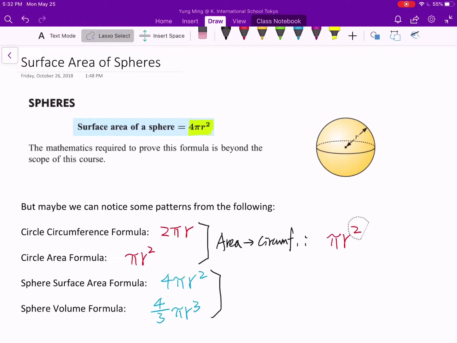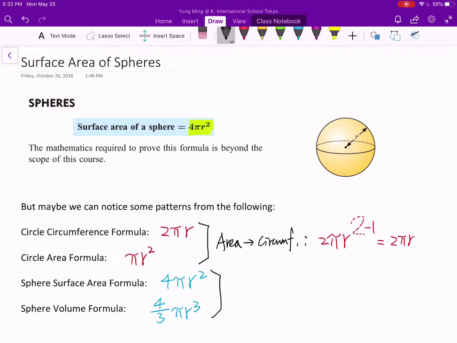What you do is you bring the 2 down here. And the 2 that you have over here originally doesn't disappear. It gets subtracted by 1. So what you get in this case is 2 pi r to the power of 2 minus 1. 2 minus 1 is just 1, so this is 2 pi r to the power of 1, which is basically just 2 pi r.